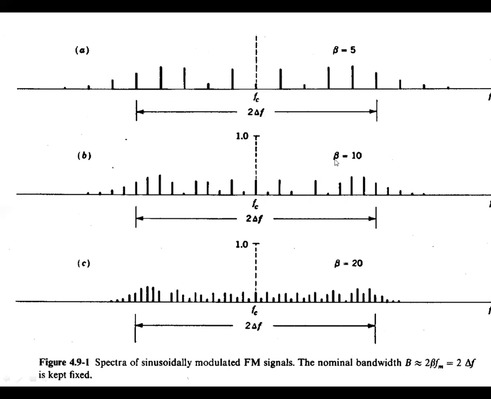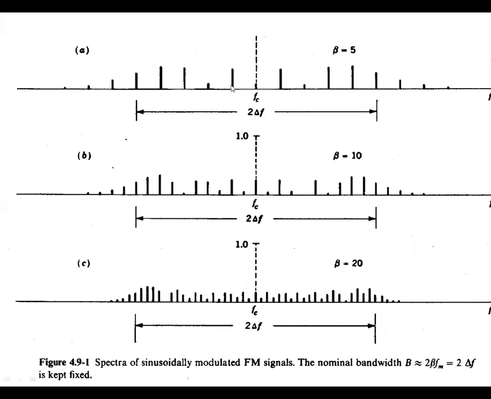That's why. So here beta is equal to 10. So n is equal to beta plus 1, that is 11 on the right hand side and 11 on the left hand side. That is, 2 del F is the same as at beta equal to 5. It is the same case for beta equal to 20. 2 del F is the same as the previous one, but the number of sidebands is increased to beta plus 1, that is 20 plus 1, 21 on the right hand side and 21 on the left hand side.